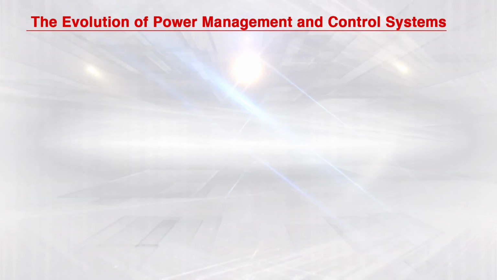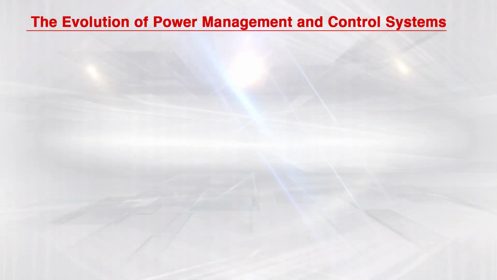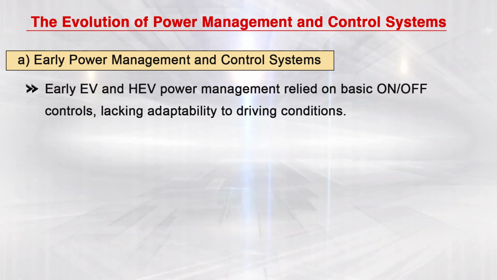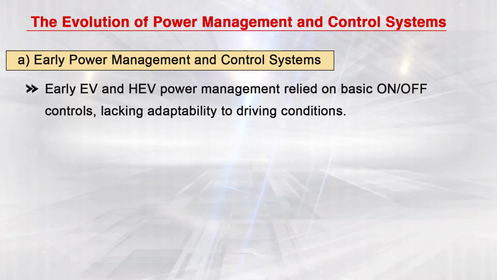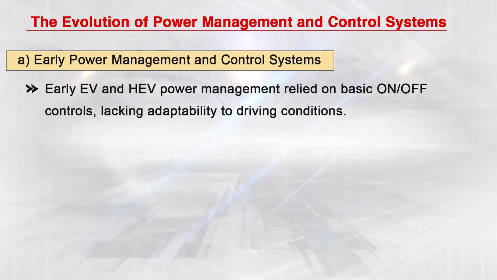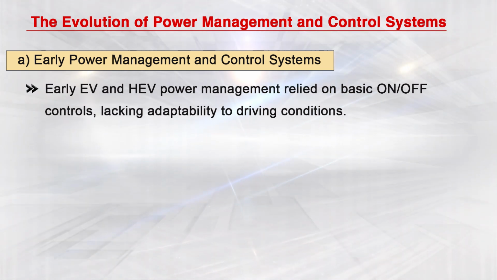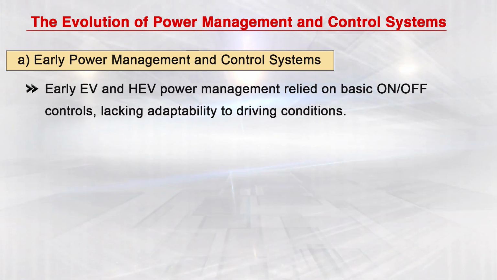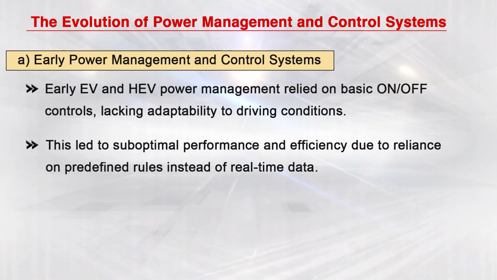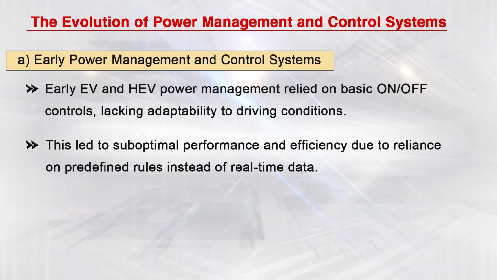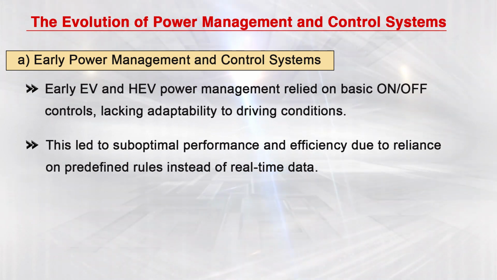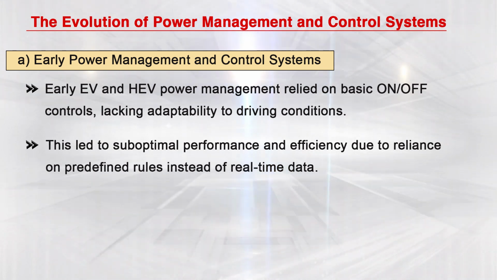So, let us discuss the evolution of power management and the control system. In the initial stage of modern electric vehicle and hybrid electric vehicle development, power management systems relied heavily on simple on and off control mechanisms. These systems lacked the sophistication to dynamically adapt to varying driving conditions, leading to suboptimal performance and reduced efficiency. The primary goal was to switch power sources or converters on and off based on a predefined set of rules without accounting for real time data.